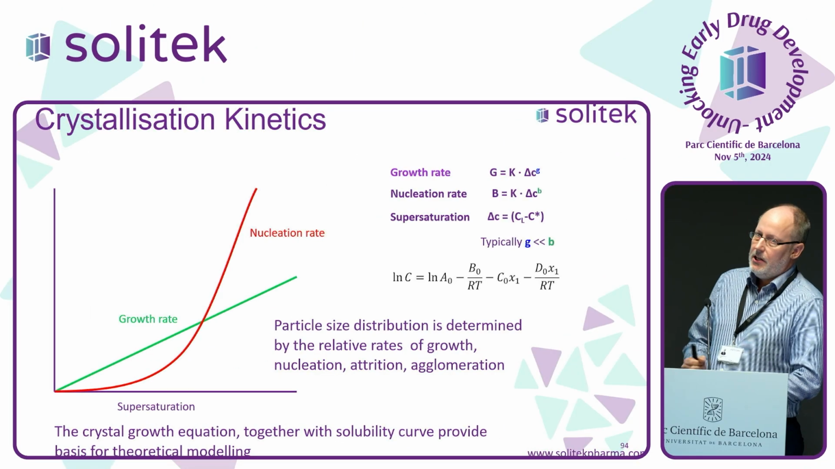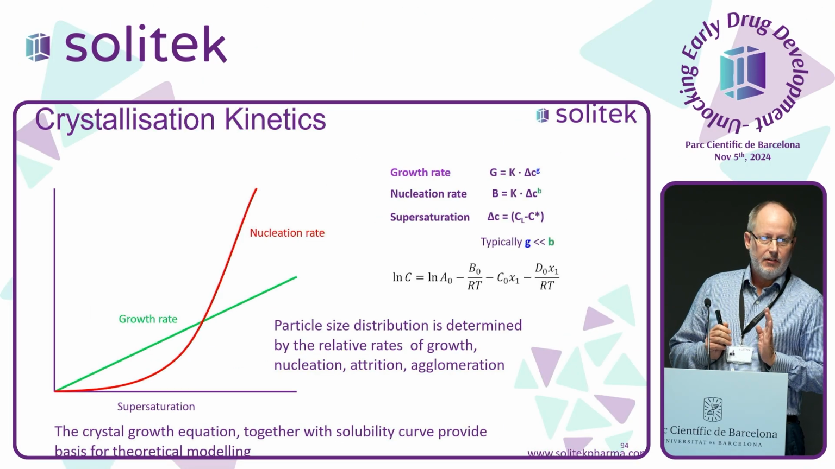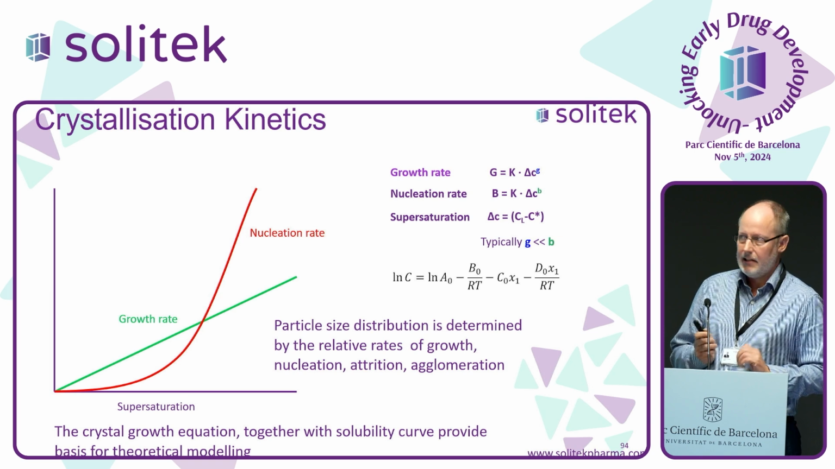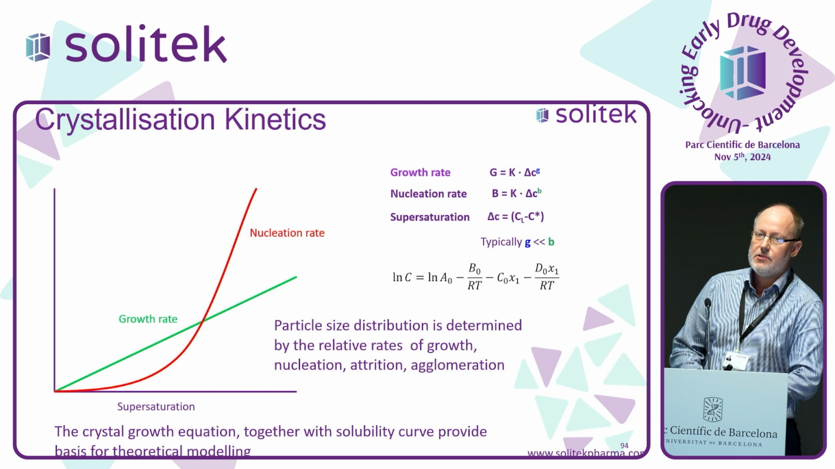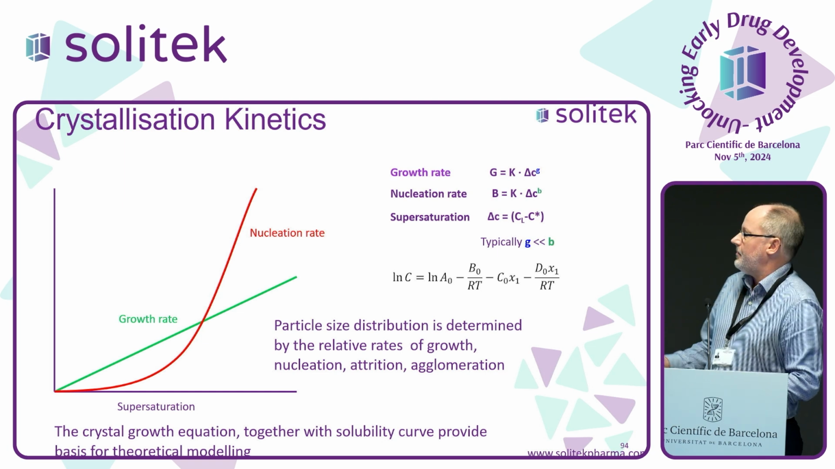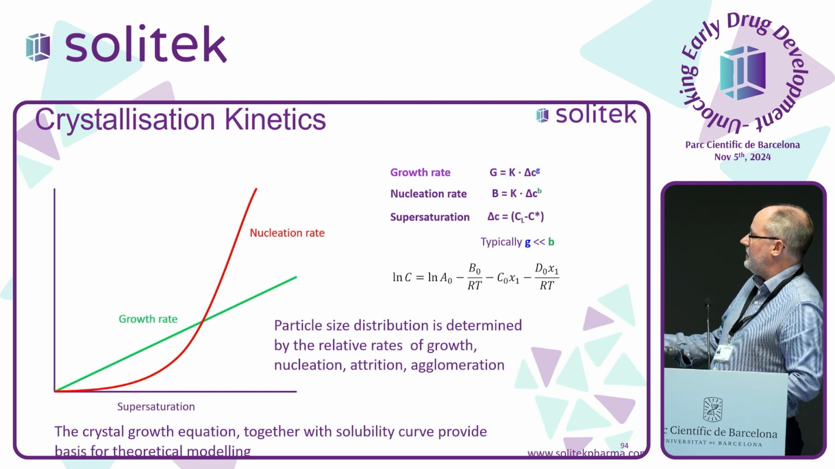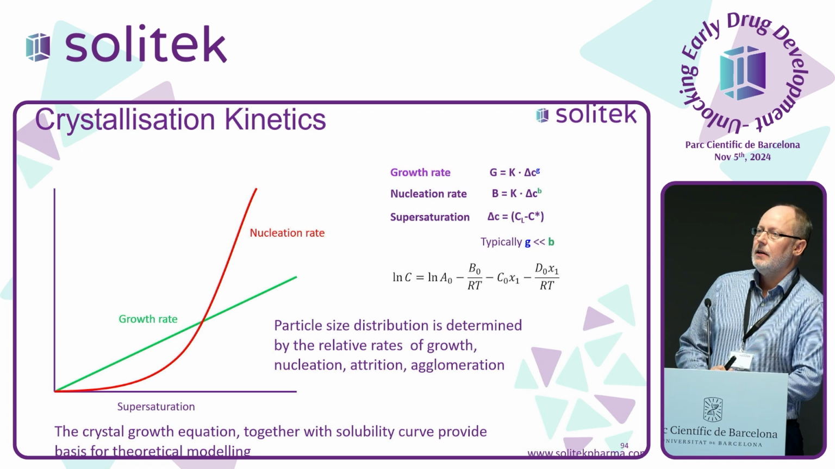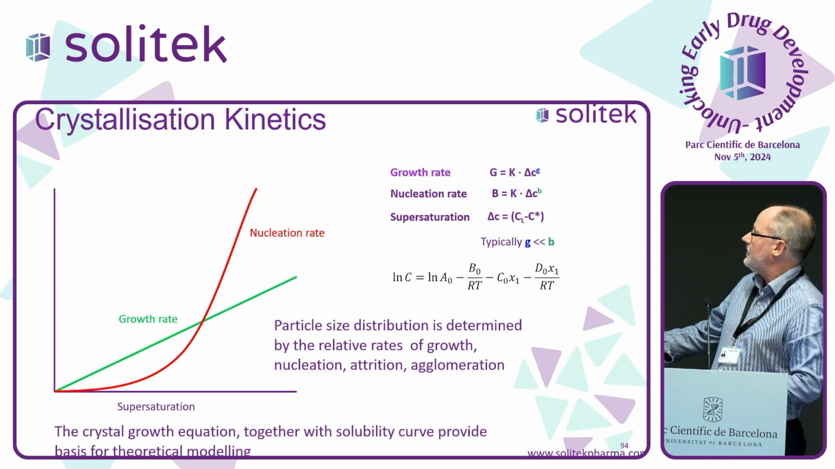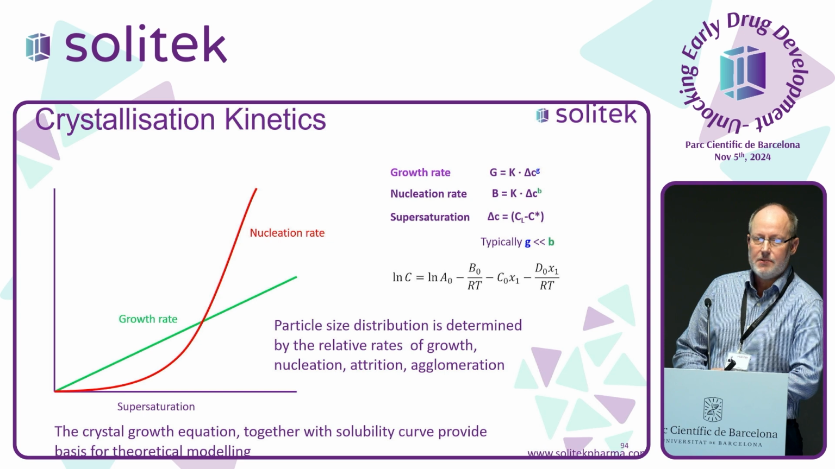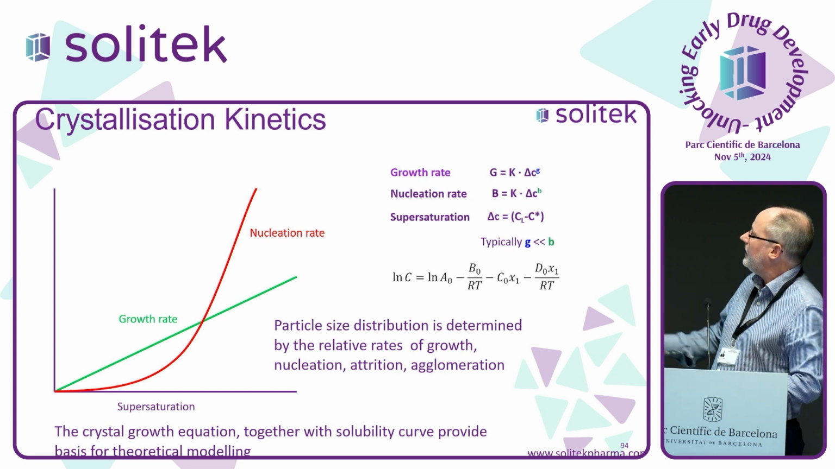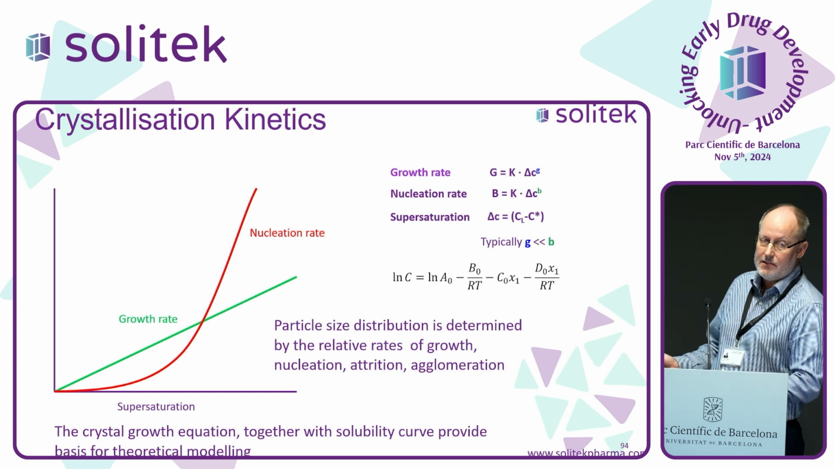I've put some simple equations. These are very simplistic models. You can make them as complicated as you like. But a key thing we notice is that they both depend on supersaturation. Supersaturation is this. It's the difference between the amount dissolved in solution and our solubility. C star is our solubility. So they both depend on supersaturation, but in very different ways, because this exponent here is different. Typically, G is a lot less than B.